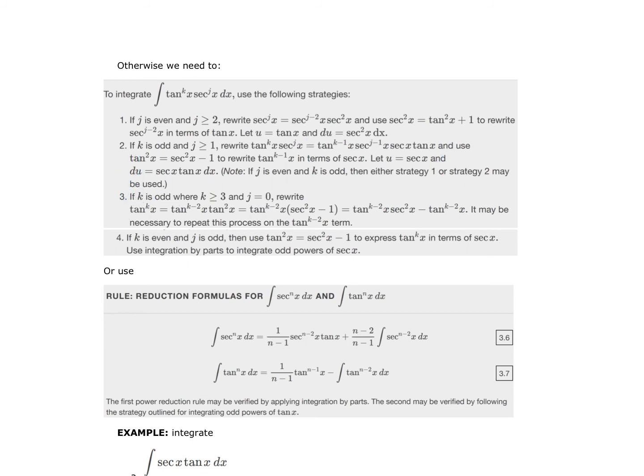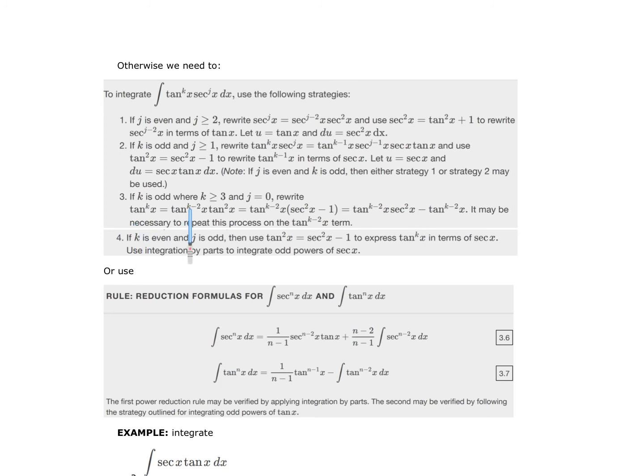If k, which is the exponent on the tangent, is odd, then I can write that as the tangent raised to 1 power less of x, the secant 1 power less of x, and then my u would probably be the secant. And don't forget to do the Pythagorean identity for the tangent squared.